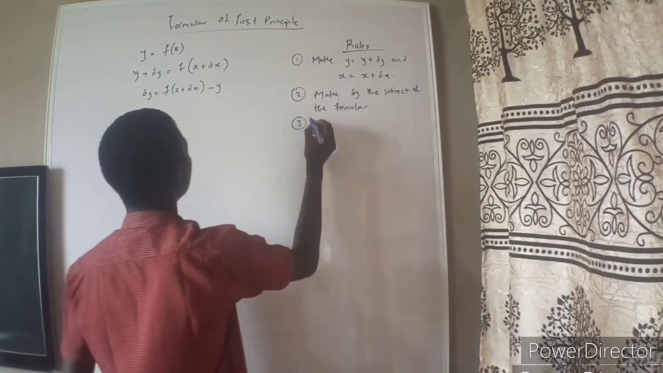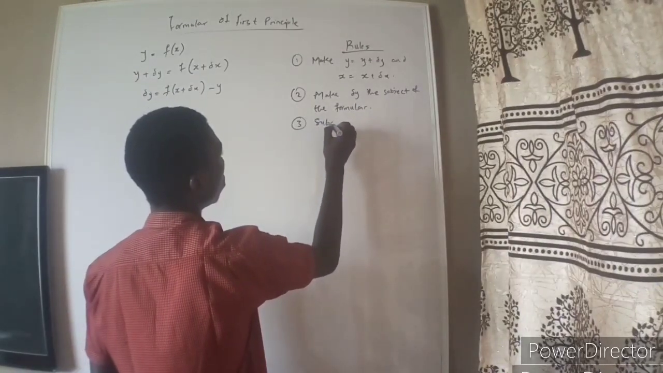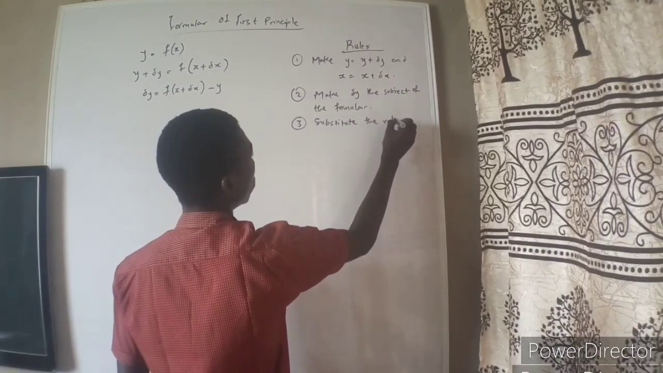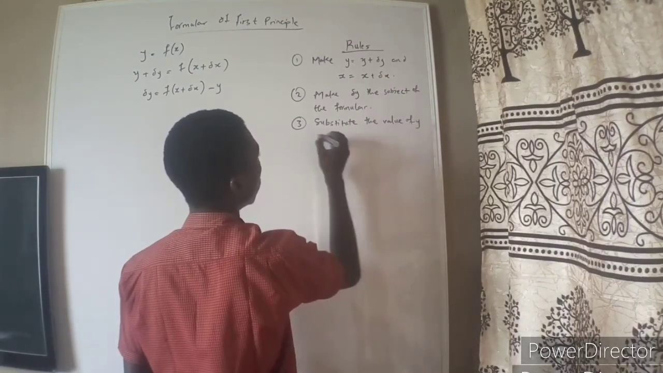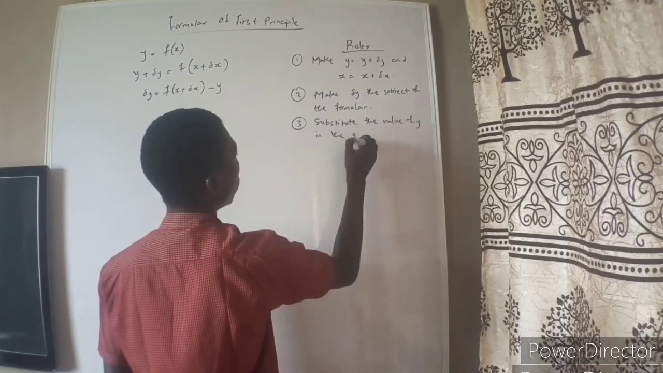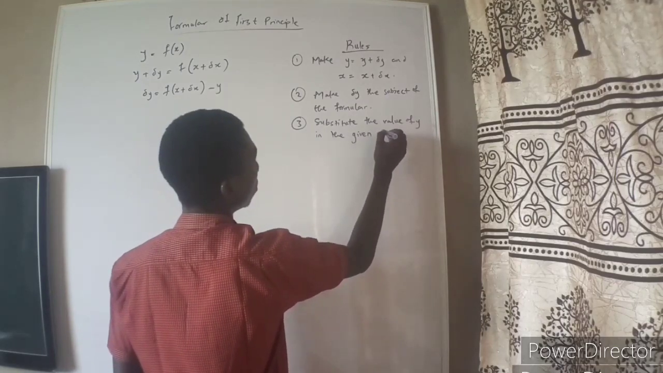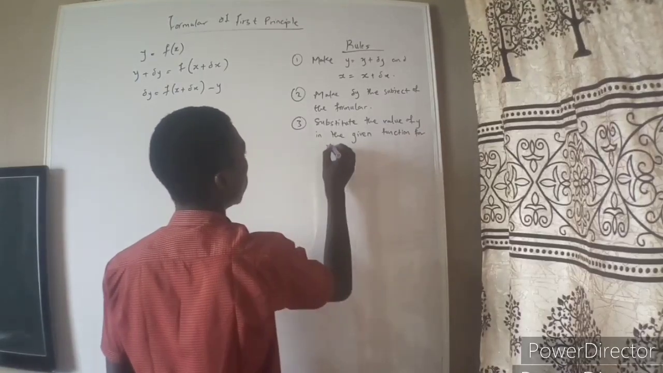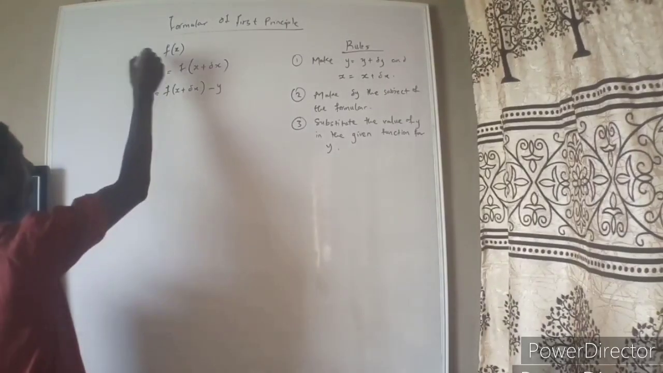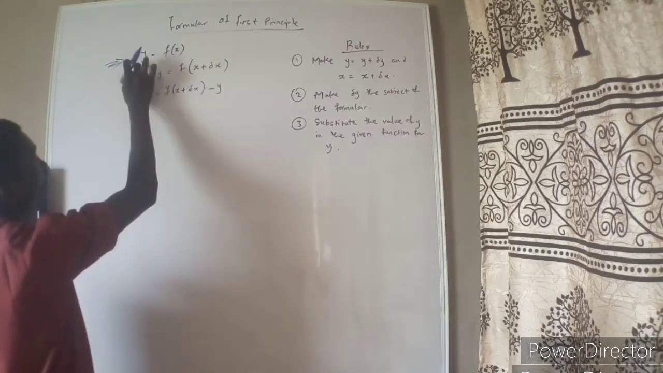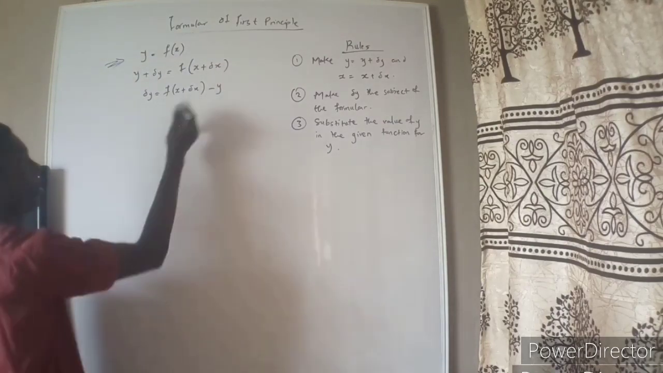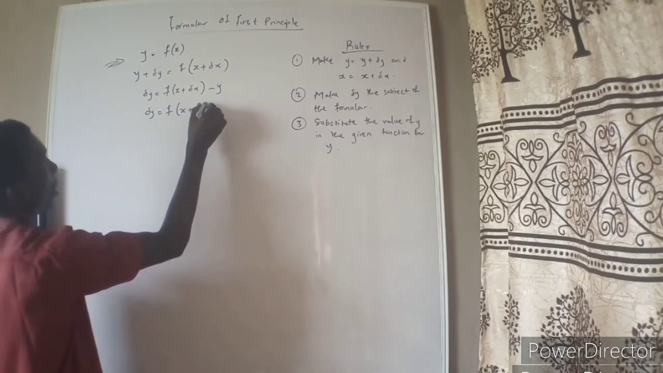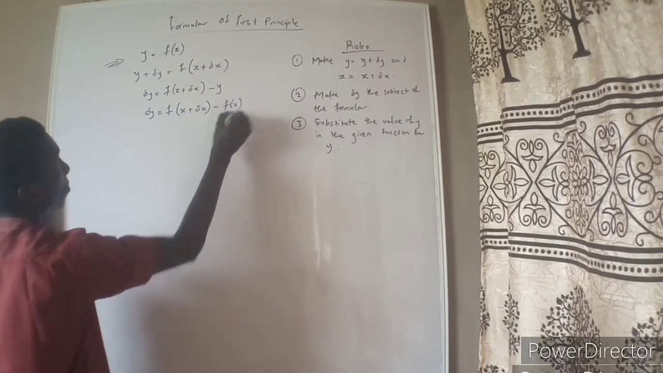Now rule number 3 says substitute the value of y in the given function for y. This is the given function, so y here is equal to f of x. We have to substitute it here. So we're having delta y equals f of x plus delta x minus f of x.